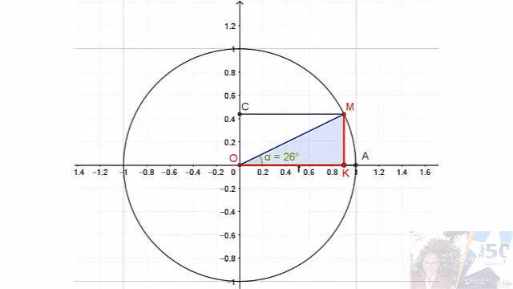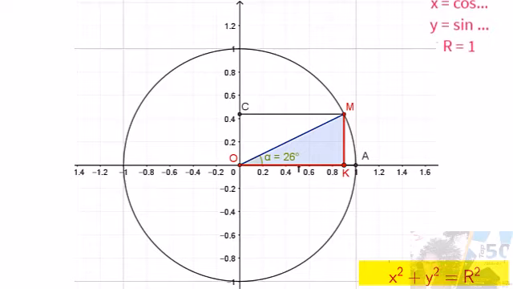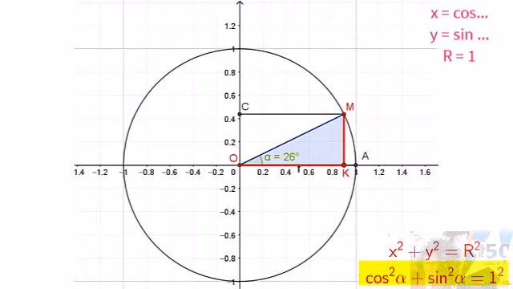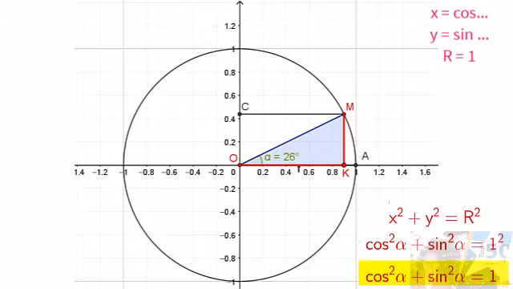While applying the Pythagorean theorem in the triangle OMK, we get x squared plus y squared equals r squared, then cosine alpha squared plus sine alpha squared equals 1 squared equals 1. This is the trigonometric Pythagorean theorem.